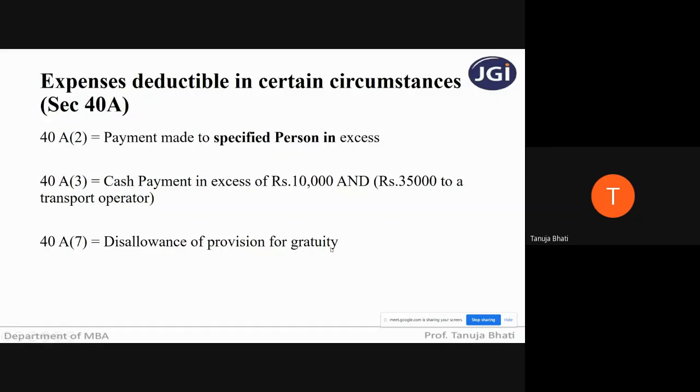And if you're making the payment of gratuity during the same year in which you have made the provision, still it is an allowable expense. So all these depend on certain conditions, certain situations, to be disallowed.